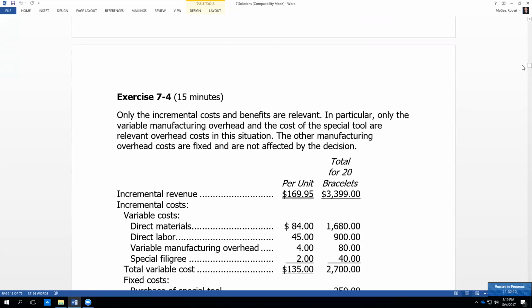Number 4, evaluating a special order. Imperial Jewelers is considering a special order for 20 handcrafted gold bracelets to be given as gifts to members of a wedding party. The normal selling price of a gold bracelet is $189.95, and its unit product cost is $149, as shown below, which consists of direct material, direct labor, and manufacturing overhead. So the unit cost is $149.